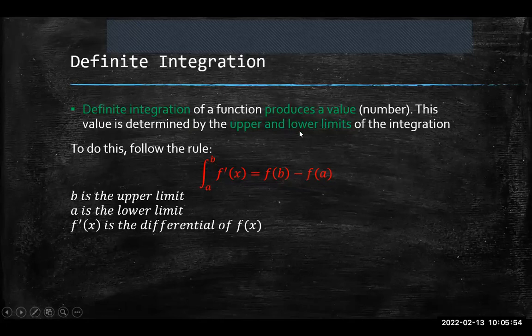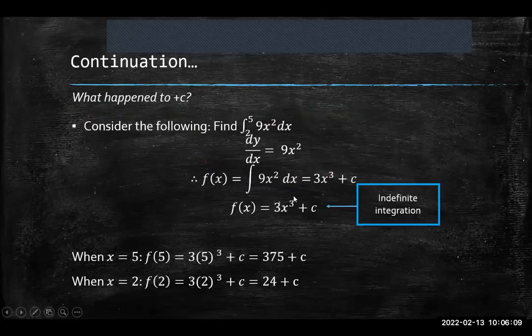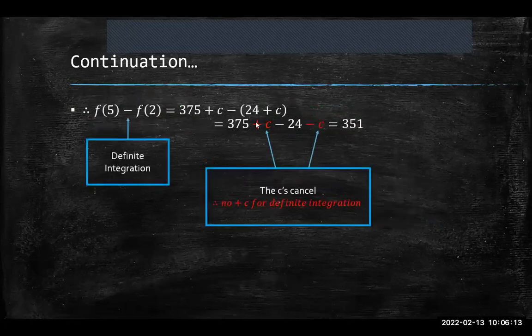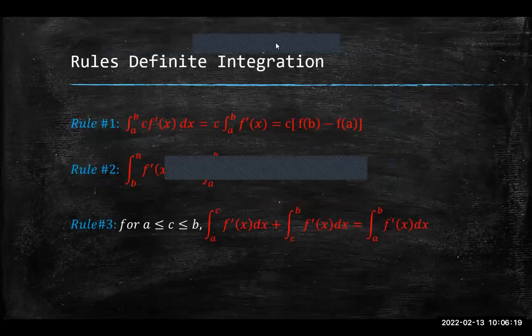Definite integration has the upper and lower limit. Indefinite integration does not. Indefinite integration, you have to include the arbitrary constant, c, so you would always put plus c. Definite integration, you don't do that. Why? I showed you this whole thing as to why we don't put the plus c. It's because they cancel, right? So definite integration, there's no arbitrary constant.